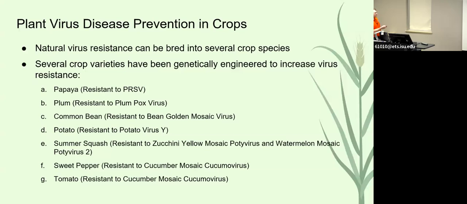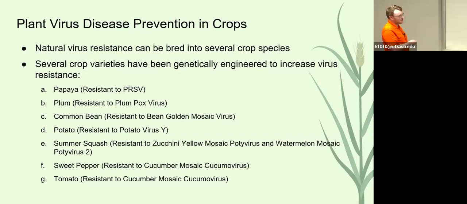And then of course summer squash, sweet pepper, and tomatoes, which we talked about earlier. Now notice the tomato one, here's another example, is named after cucumbers. So even though it's named after the cucumbers, it can also infect tomatoes and be a problem over there. So they can make versions resistant there.